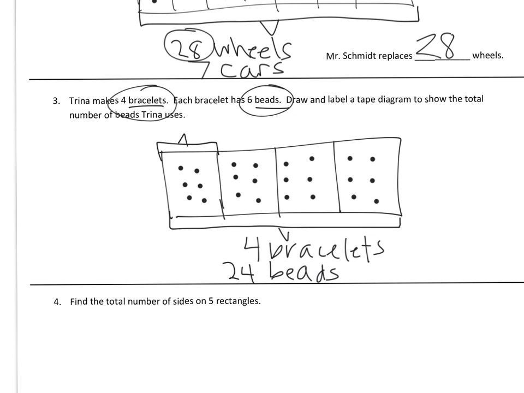What about in one section? How many bracelets? How many beads? Each one is only 1 bracelet and 6 beads. Let's circle to show the total number of beads Trina uses.